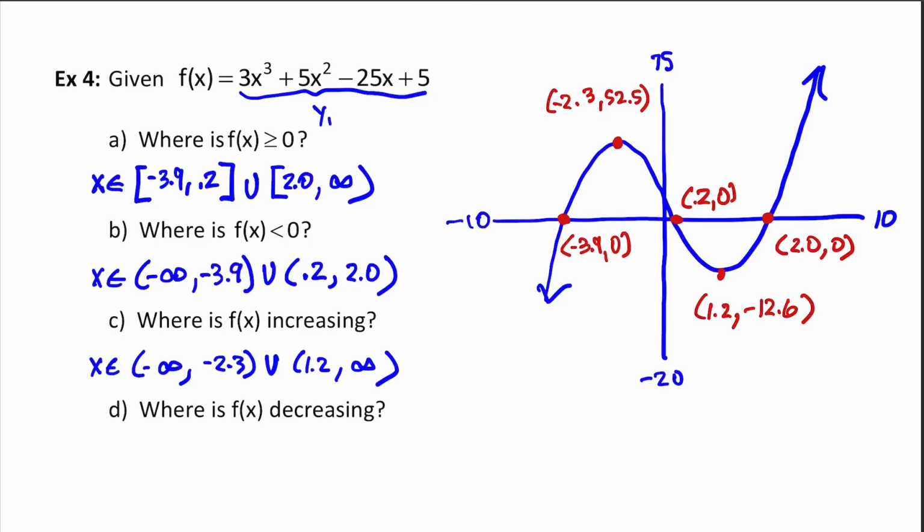And lastly, where is it decreasing? We have one interval of decreasing. This is it right here. That's the only place it's decreasing. So open circle there, open circle there. So I'm talking about from negative 2.3 to 1.2 with parentheses. X is an element of the interval negative 2.3, comma 1.2.